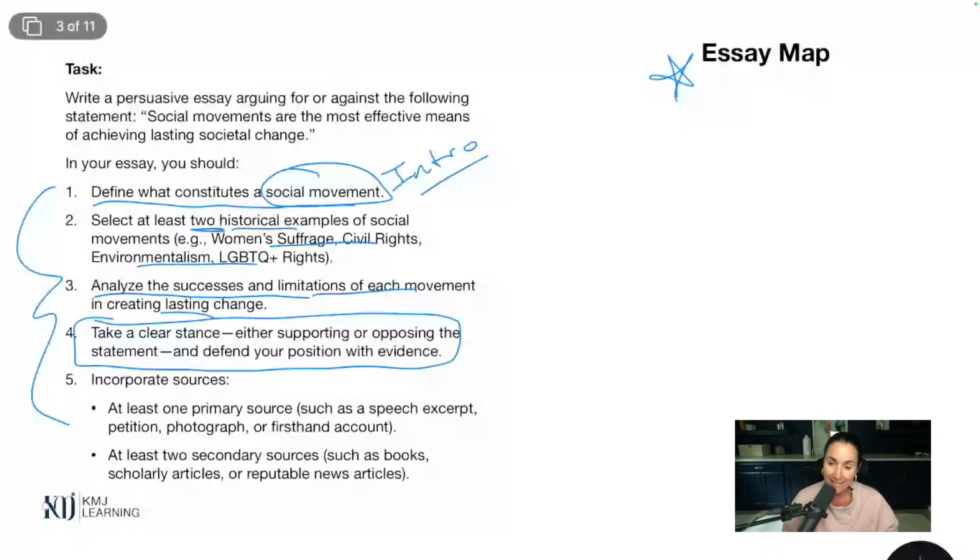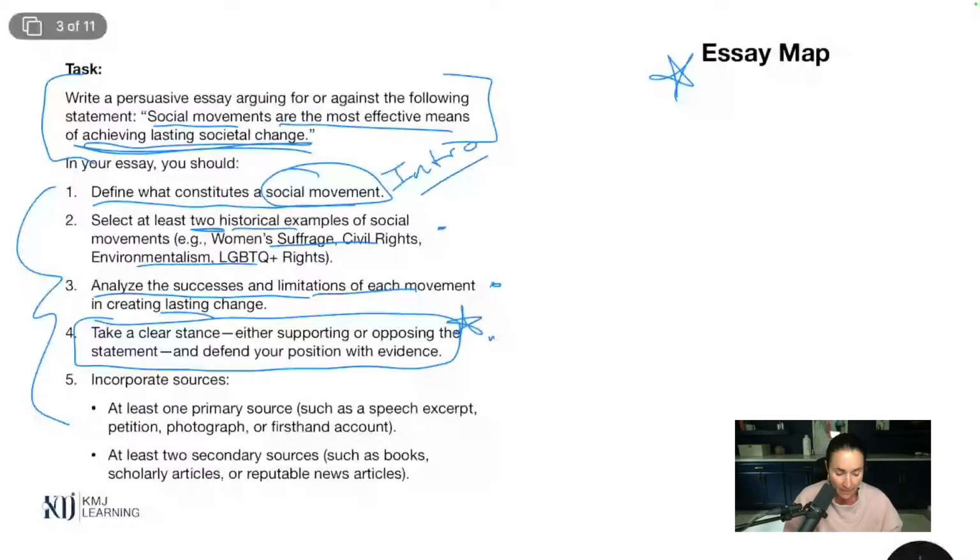The reason why we didn't take a stance in the beginning, which was the first part of this task, which was to take a stance for or against this statement: social movements are the most effective means of achieving lasting societal change. We weren't sure when we first saw that. We kind of agreed with it. We kind of didn't. And we were like, let's do the research, which we did here. And then we were ready to take a stance.